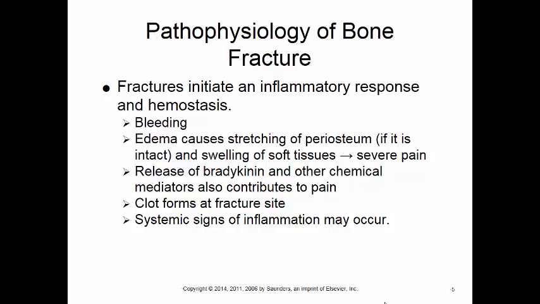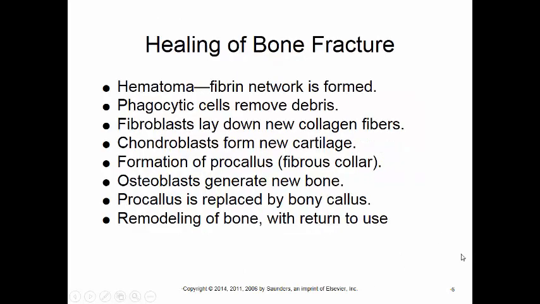Also, the clot ends up forming at the site and temporarily holds the two bones together. Depending on the degree of the fracture, you can sometimes see systemic signs of inflammation throughout the whole body because of the release of the chemical mediators. During the hematoma, the fibrin network is formed. You remember, fibrinogen turns into fibrin, and that is catalyzed by many factors, and that's what's going to happen first.